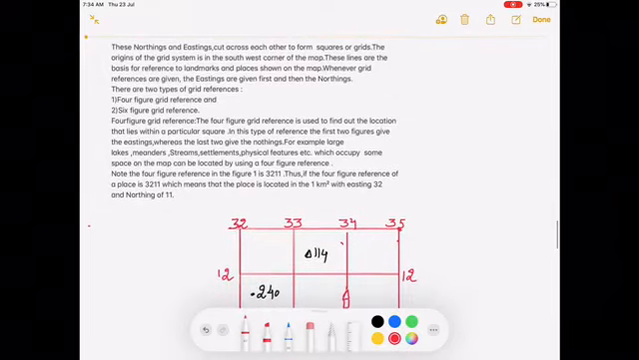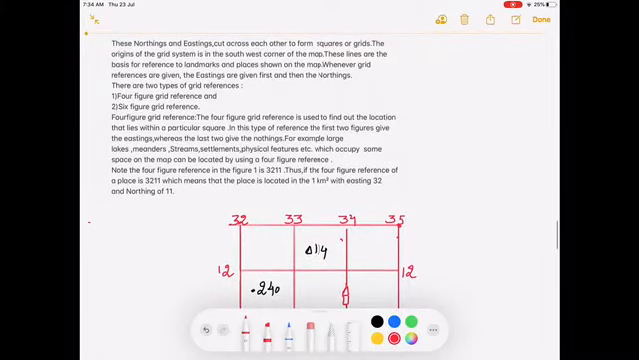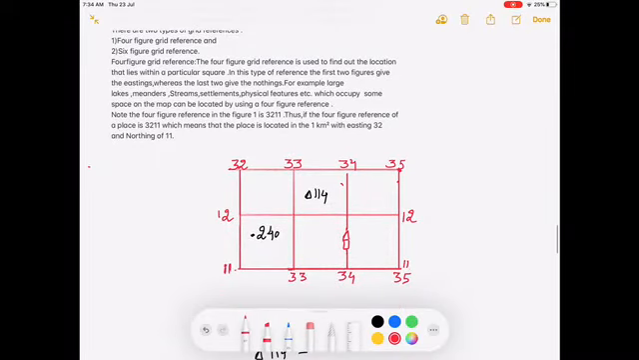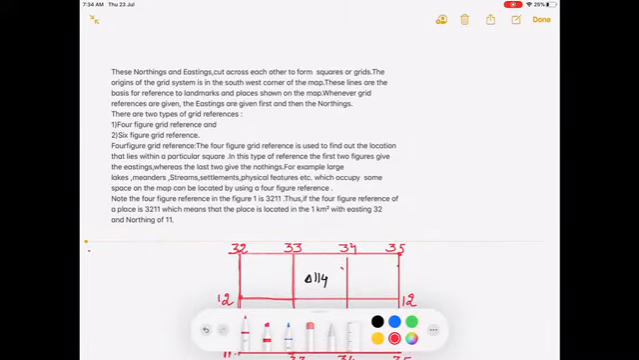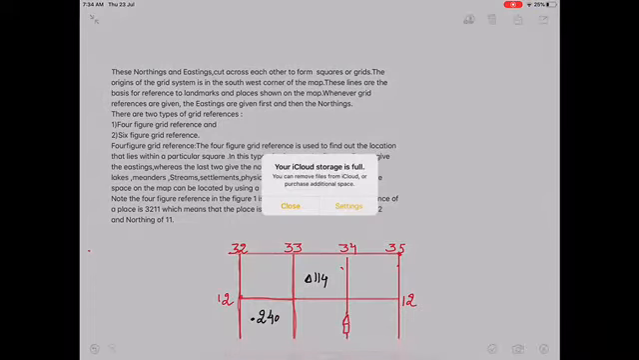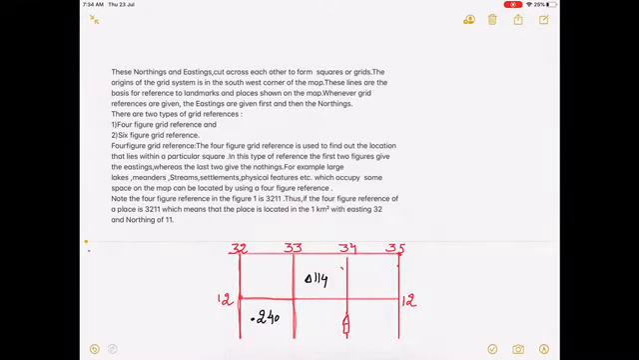These northings and eastings cut across each other to form squares or grids. The origin of the grid is in the southwest corner of the map, that you can see here. If I am making a line here, easting, and they cross here, so their meeting point, their starting point is from the southwest corner of the map. These lines are the basis for the reference to landmarks and places shown on the map. Whenever grid references are given, the eastings are given first and then the northings.